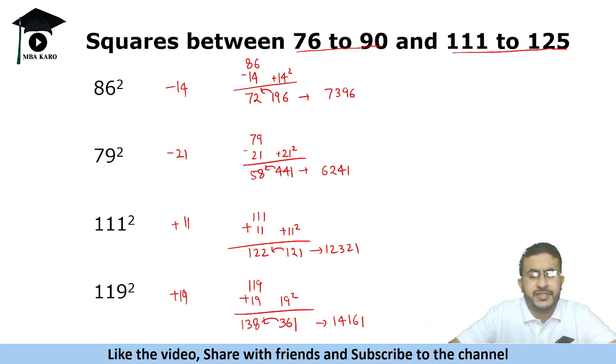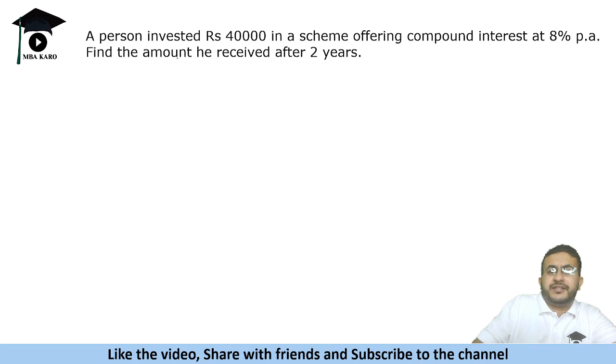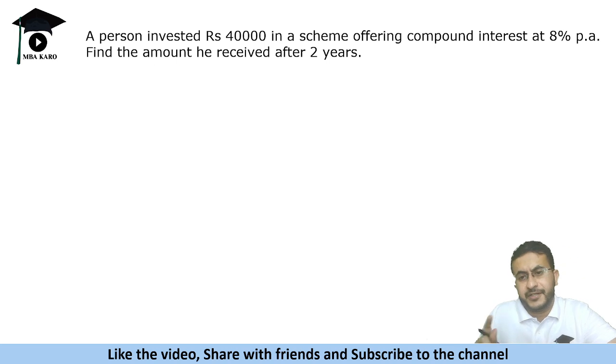In most cases, you might have to deal with squares of numbers in 2 or early 3 digits. Now, I will give you an example where this application might be widely used. Suppose you have to find compound interest and amount based questions. A person invested 40,000 in a scheme offering compound interest at 8% per annum. Find the amount he received after 2 years.